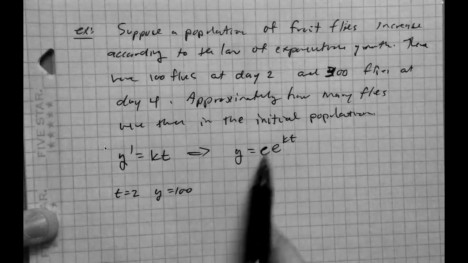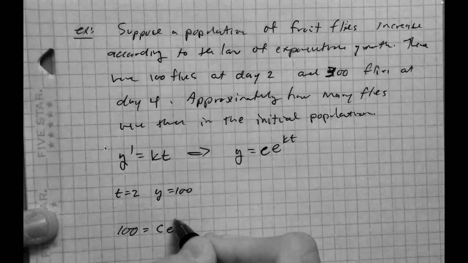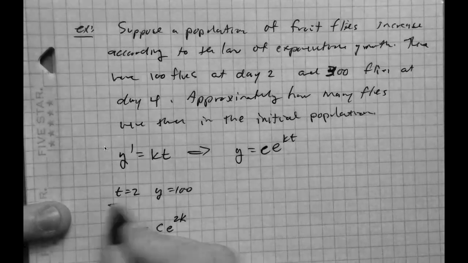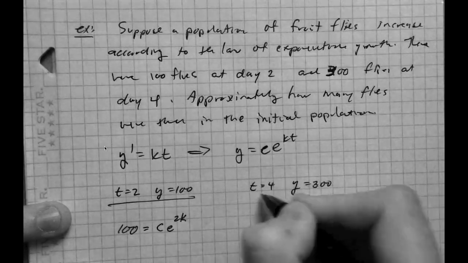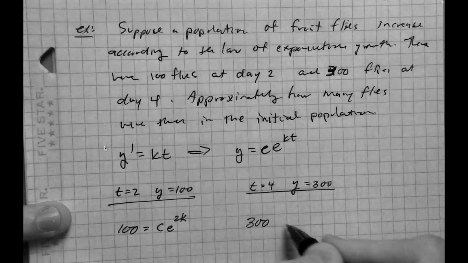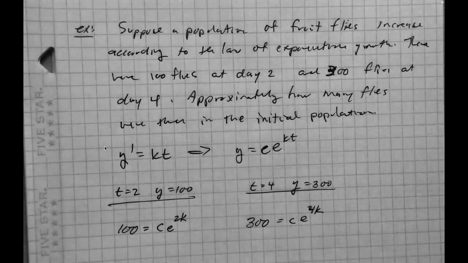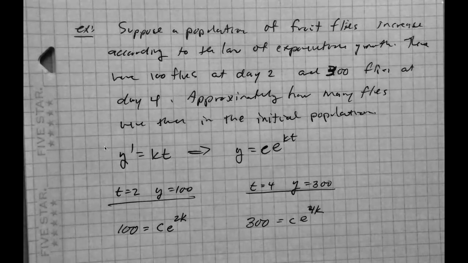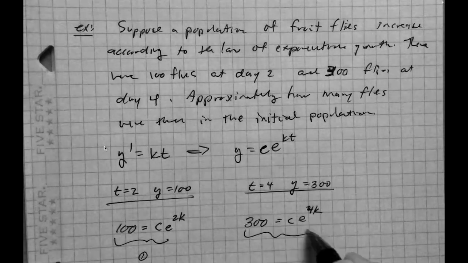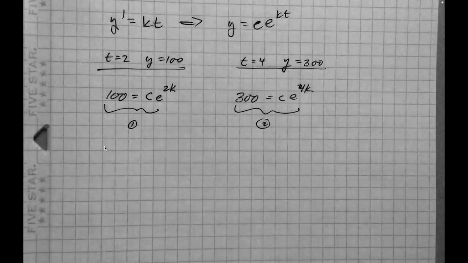When we plug that into this expression, we get 100 equals c e to the 2k. Okay, and the other one that we know is t equals 4, y equals 300. So we can plug that in as well. 300 equals c e to the 4k. So we have these two models, and we'll refer to this as equation 1, and this will be equation 2. It's frequently useful to number your equations.